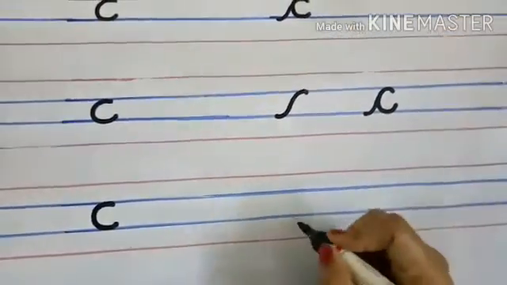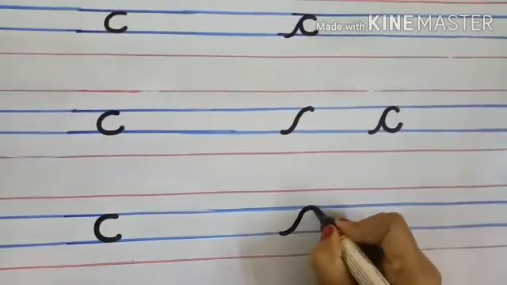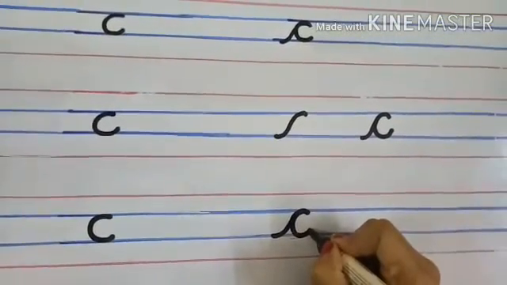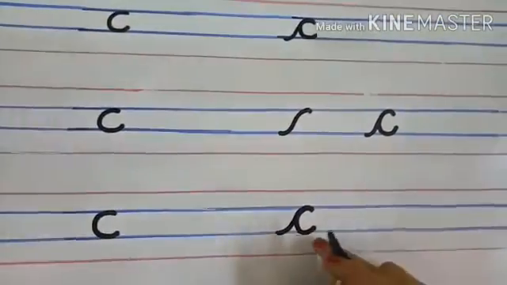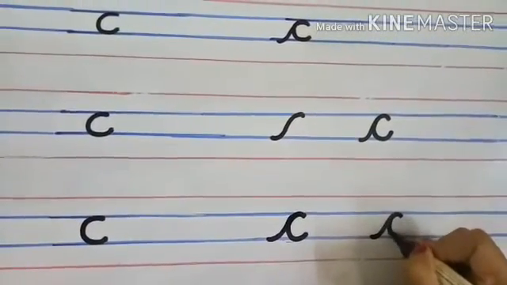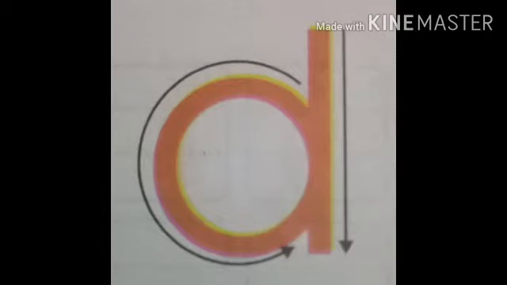See once again. Keep your pencil on the third line. Draw the curve wave stroke and again draw the left side curve towards the third line. This is cursive C. What is this? This is cursive C. Now, dear children, please tell me what comes after C.